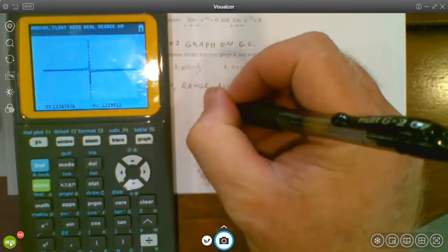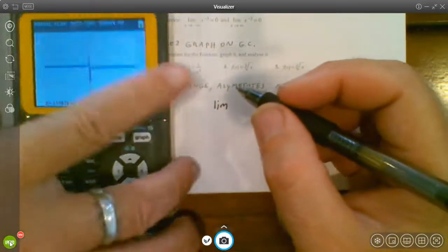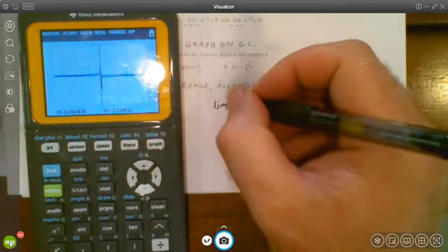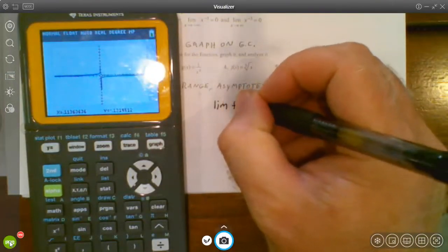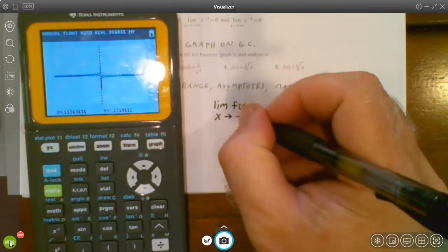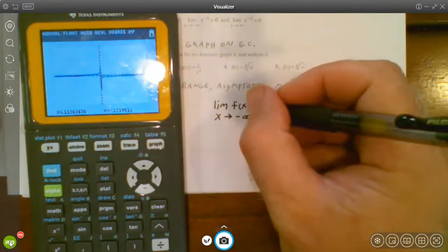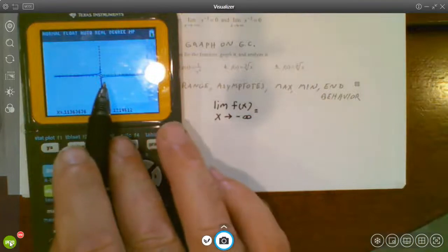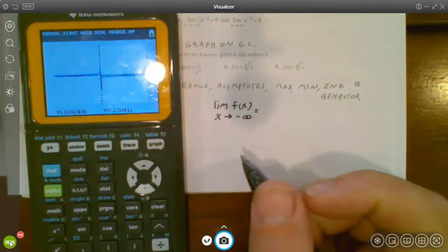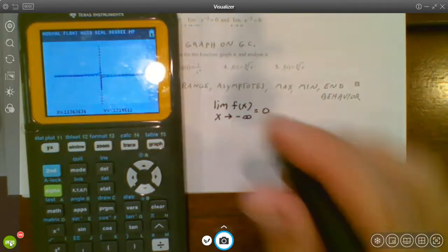So if we were to say something like the limit of our function, which is all of this, I'm just going to say f of x so that I don't have to rewrite all of that. So the limit of our function as x approaches negative infinity, in other words, as I move to the left, what is my graph approaching? As I move to the left, you see that my graph is getting closer and closer and closer to 0. So that's the limit that we are approaching as we move to the left.